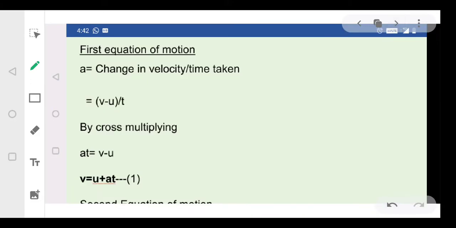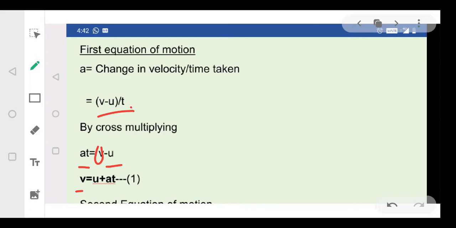Let us first start with the first equation of motion. We have already studied the formula of acceleration. It is v minus u divided by time. If we cross multiply, you might have studied in mathematics how we cross multiply, this denominator time will go to the numerator. We will get at is equal to v minus u, and when we bring this velocity to left hand side, we will get v is equal to u plus at. So this is your first equation of motion.